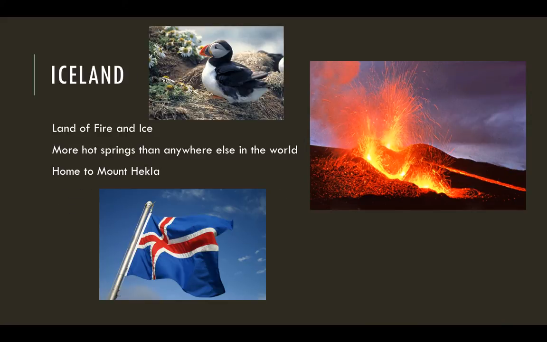And your last country is going to be Iceland. Iceland is known as the land of fire and ice because they have many glaciers and they also have a lot of active volcanoes. There are, I believe, over 200 active volcanoes in this country, on the island. One of those volcanoes erupts about every 5 years. It's also home to one of the more famous volcanoes known as Mount Hekla.